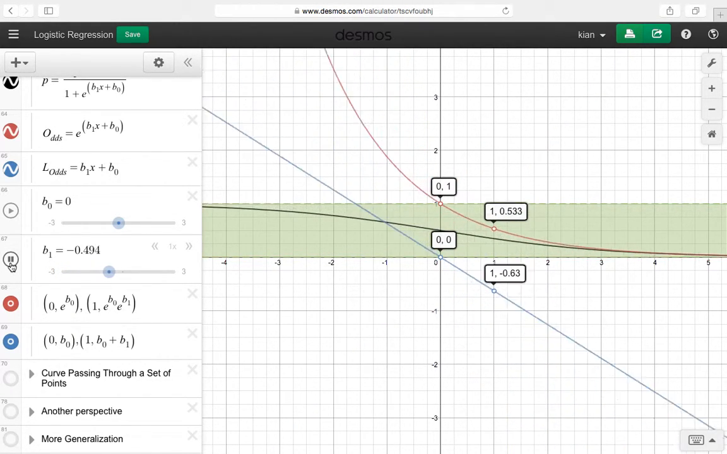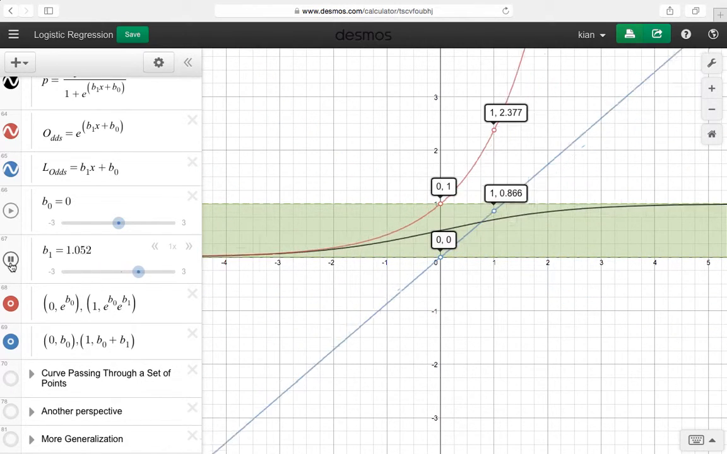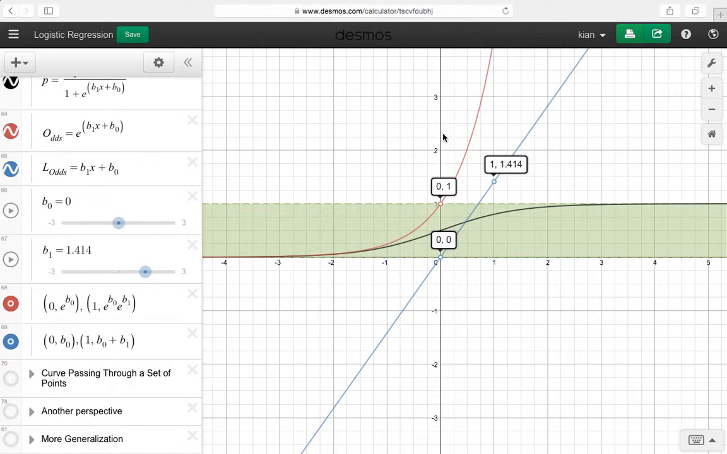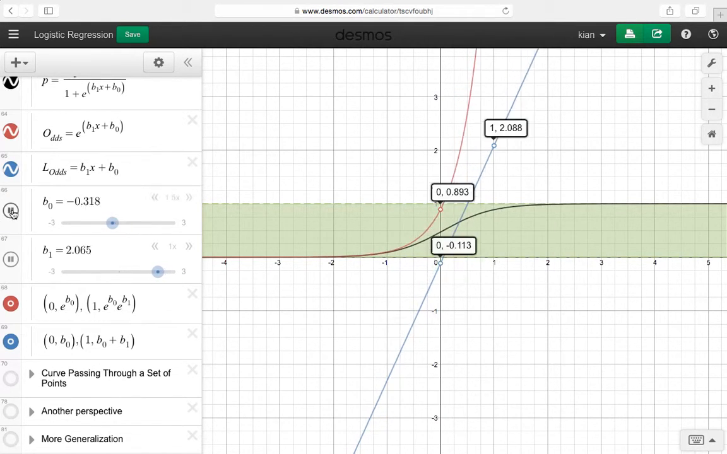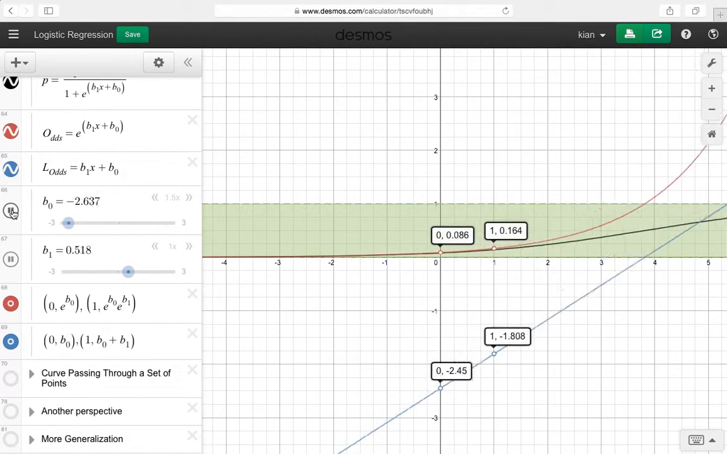We observe that for positive beta 1s, all three curves go up. The larger the beta 1, the faster the odds curve races to infinity, the steeper the probability curve becomes, and the slope of the log line increases as it is always equal to beta 1. Permitting beta 0 to change also helps prove a point.